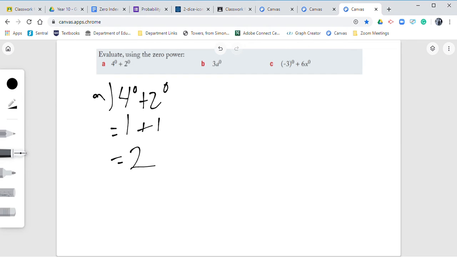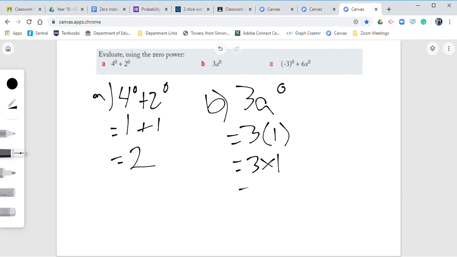Next example I'm going to show you: 3 times a to the power of 0, so that equals 3 times a to the power of 0. A to the power of 0 is 1, which is the same as saying 3 times 1, which equals 3.